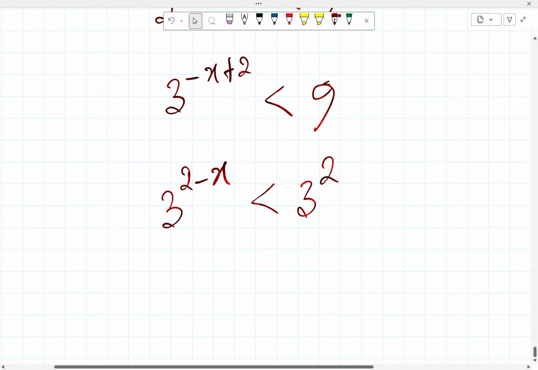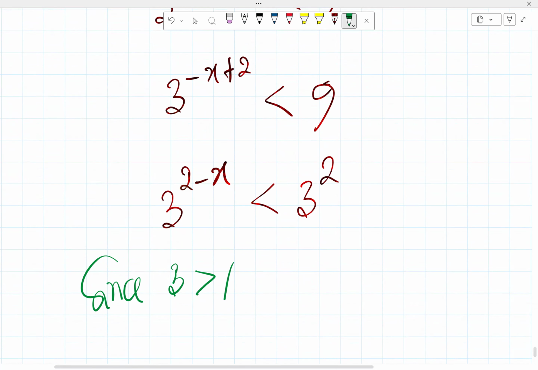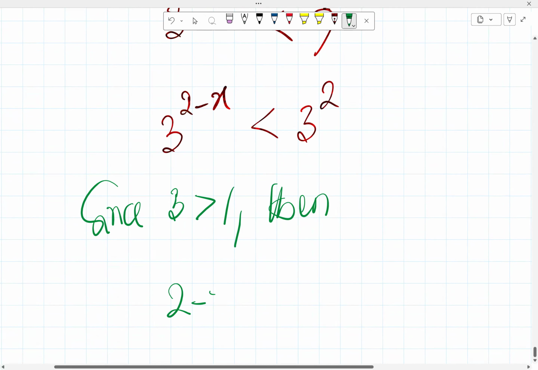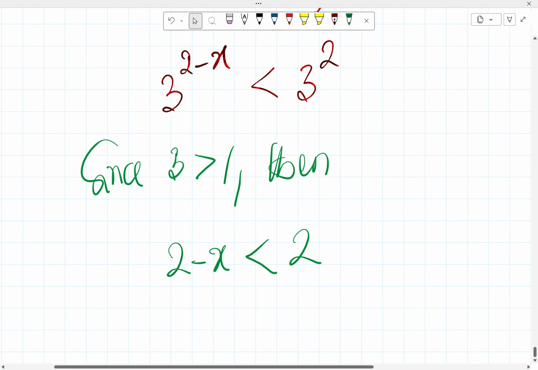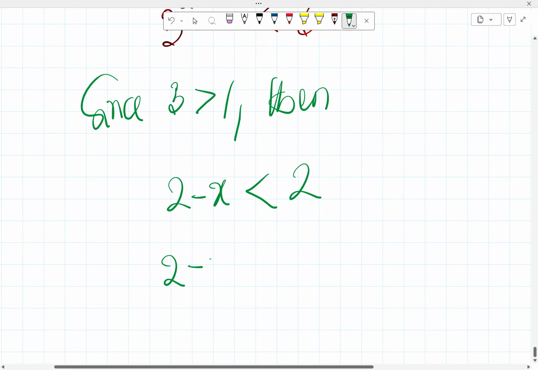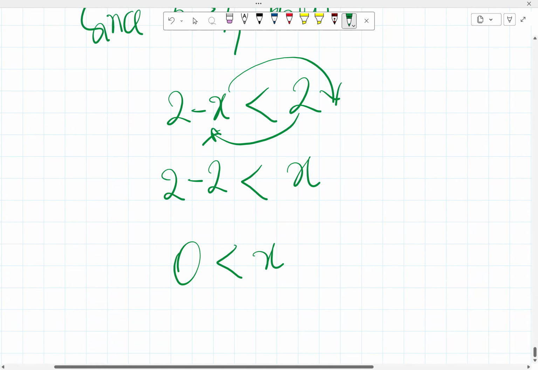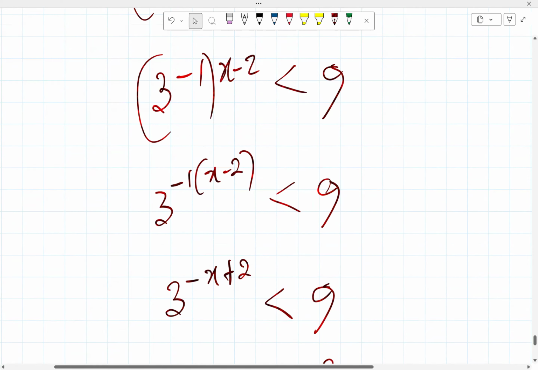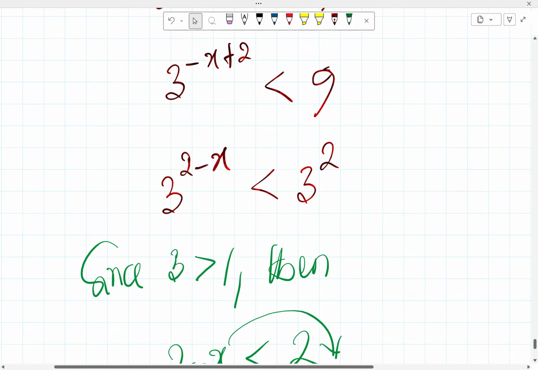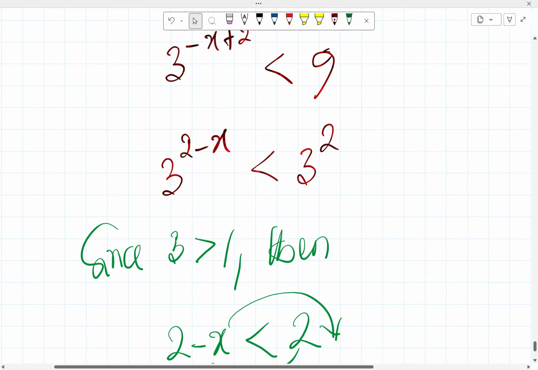So we can then say, since 3 is greater than 1, we'll maintain this direction. So then 2 minus x should be less than 2, like this. So that means 2 minus 2 is less than x. We transfer this here and transfer this here. So 2 minus 2 is less than x. That means 0 is less than x, meaning that x should be greater than 0. Okay, it was an exponential problem, so we don't have to worry about the domain. So x is greater than 0.